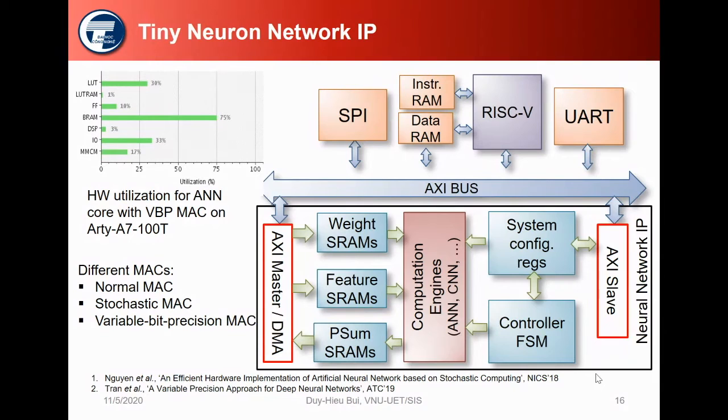This is the hardware utilization of our architectures. So the whole system on chip with processor and the ANN IP on Artix-7 100 occupies only a very small area with only 10% of the flip-flops and 30% of LUTs and 3% of DSP, and the amount of RAM is quite large, 75%.